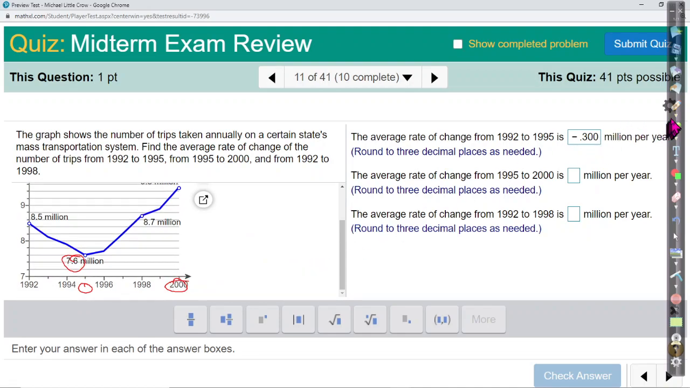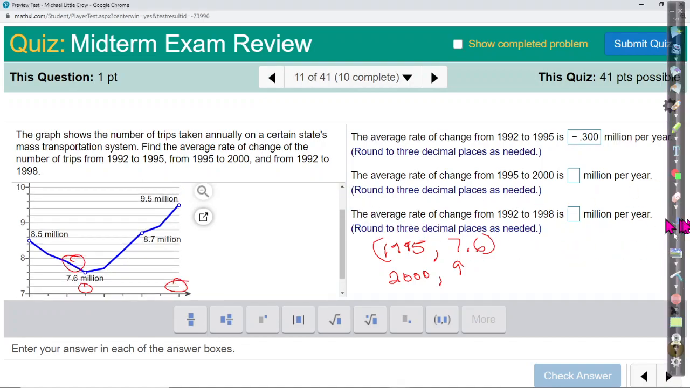Hard to see everything at the same time. So okay, we'll do the same thing. 1995, comma, 7.6. That's 1 point. And then 2000. And what was that? Sorry, I forget. 9.5.